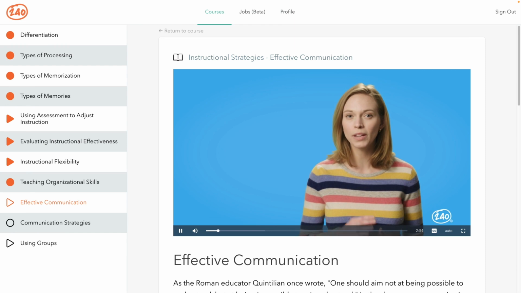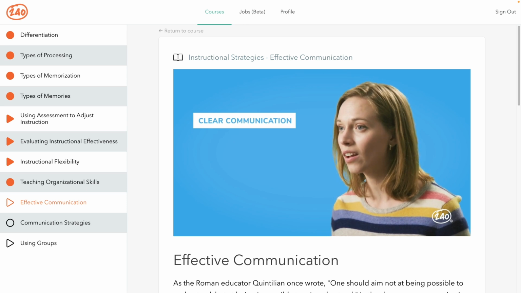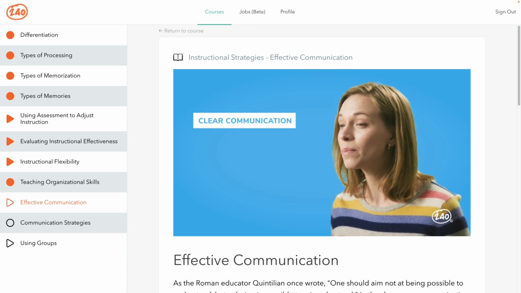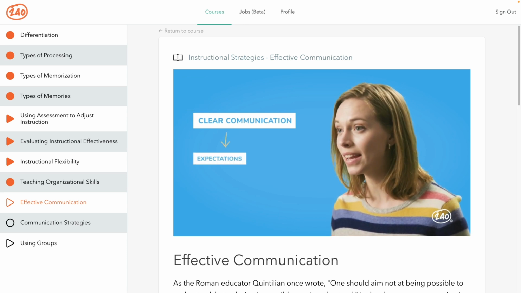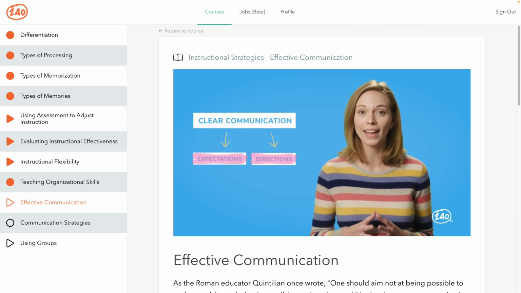In the classroom, communication is key. Communication with students must be clear and specific. Remember, students don't know what they don't know. For the classroom to run smoothly, students must clearly understand expectations and directions. Teachers need to clearly communicate what they want students to do and how the students are supposed to make it happen.